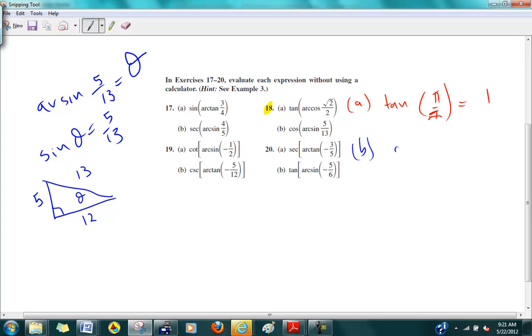So part B is asking you cosine of theta. What's cosine of theta from the triangle? Yeah, 12 over 13. So do you see how you work those problems out? Not a friendly number, so you're going to do triangle stuff. Okay, you guys all right on this?